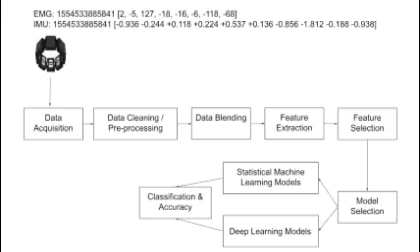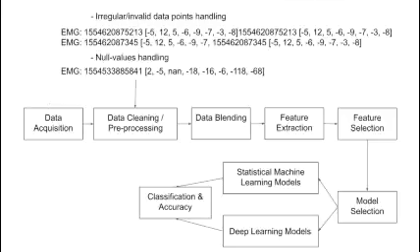In this snippet you can see the EMG data. This is a normal feature vector from the EMG feature set and the IMU data set, where the big number, that 1544, is the timestamp followed by 8 features, while the IMU has the timestamp followed by 10 features. Now, in the data cleaning and pre-processing, we remove the irregular and invalid data points, and we merge them into the EMG file format using the timestamps.